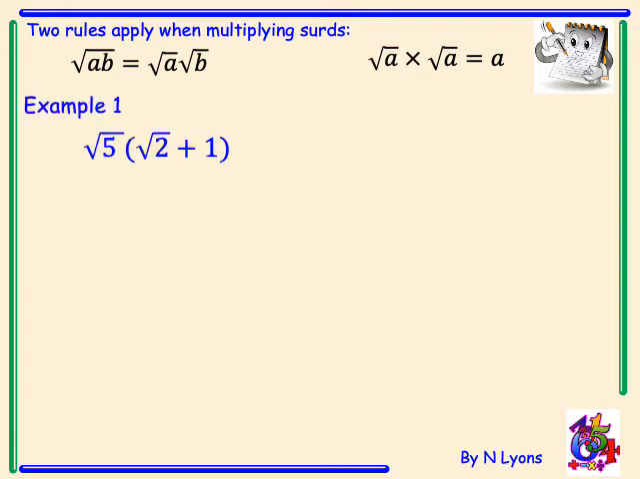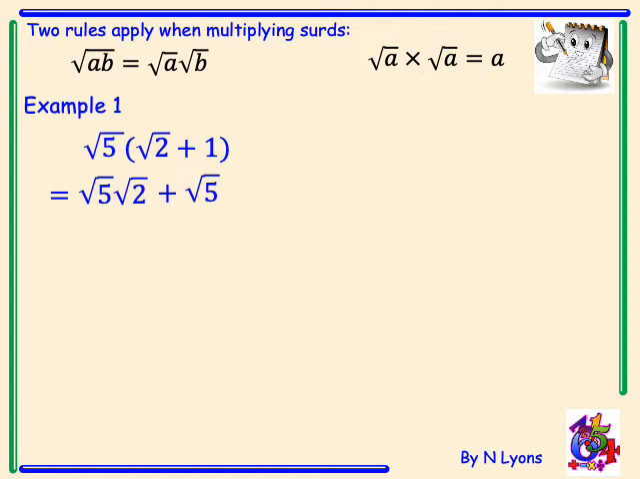So example 1, root 5 bracket root 2 plus 1. So multiplying the first terms together exactly like you'd expand a bracket any other time. Root 5 multiplied by root 2. And then we'll need to multiply the root 5 with the plus 1 as well to give us root 5.